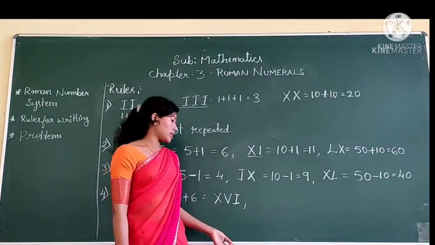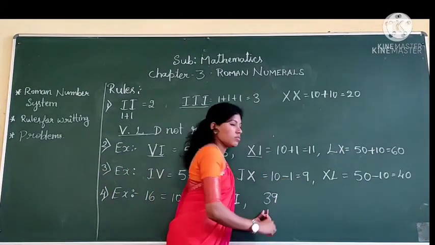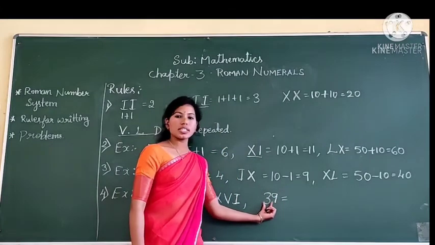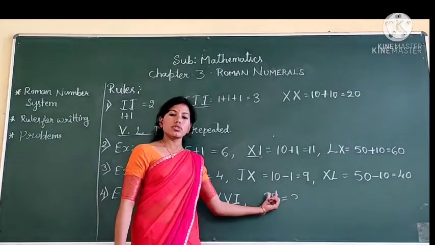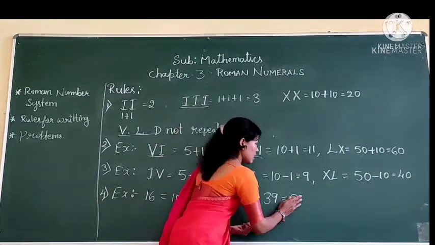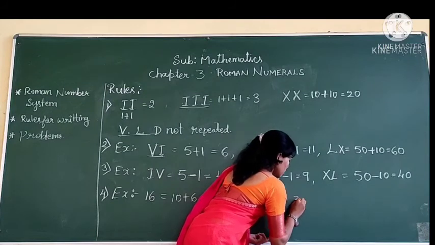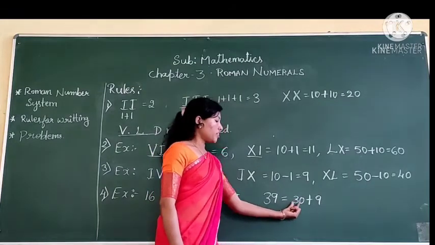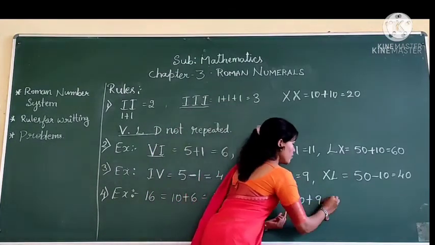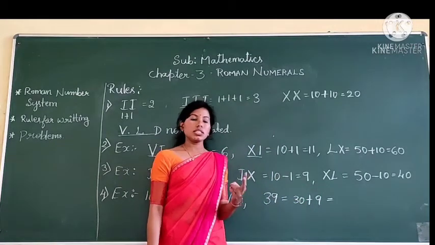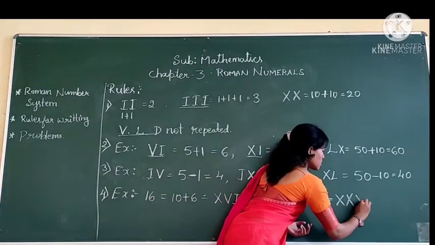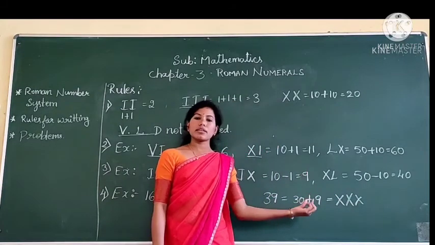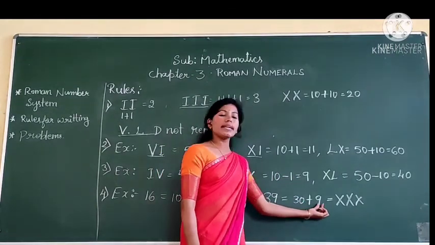Like this. Another example. 39. For 30, how many tens are there? We have to group the numbers by tens and ones. That is 30 plus 9. 39 means 30 plus 9. For 30, we have to write X 3 times. X, X, X. 10 plus 10 plus 10 means 30. Now we have to write 9.